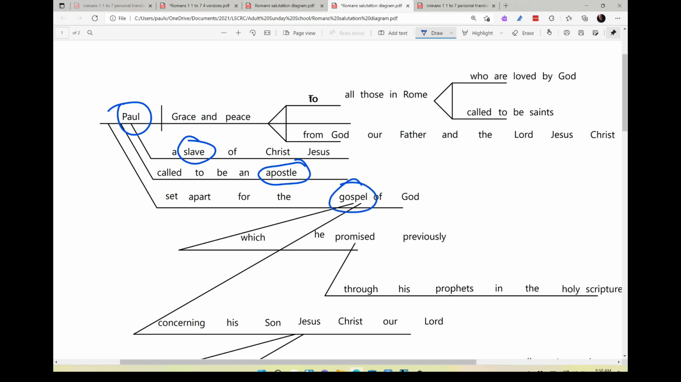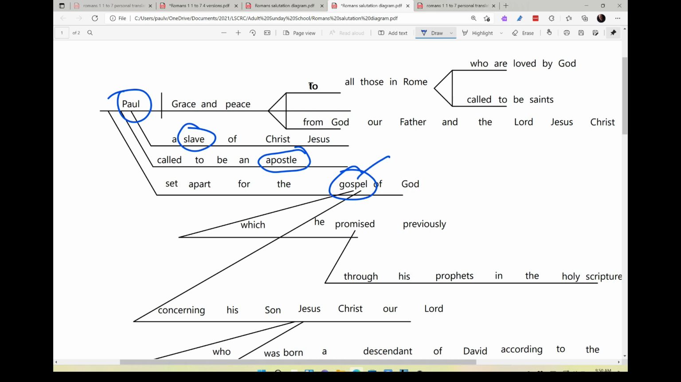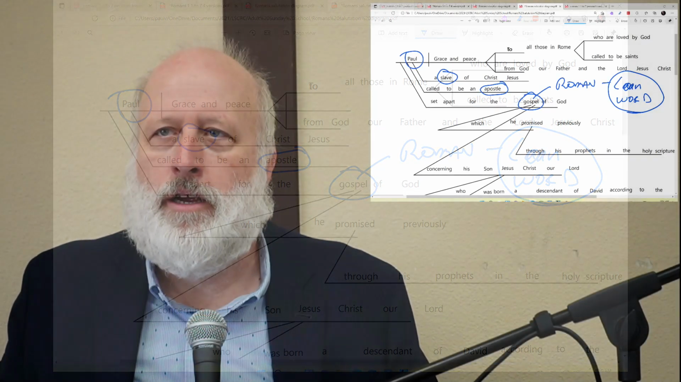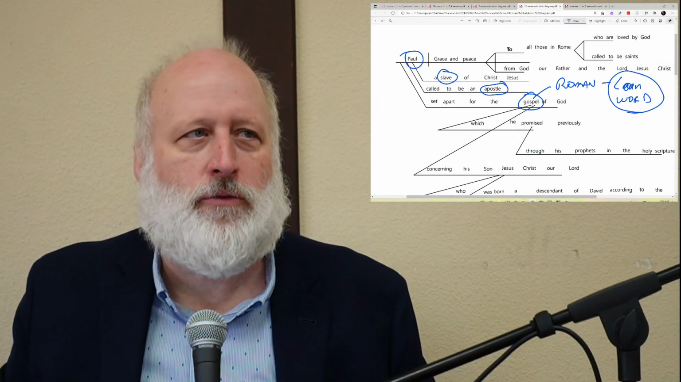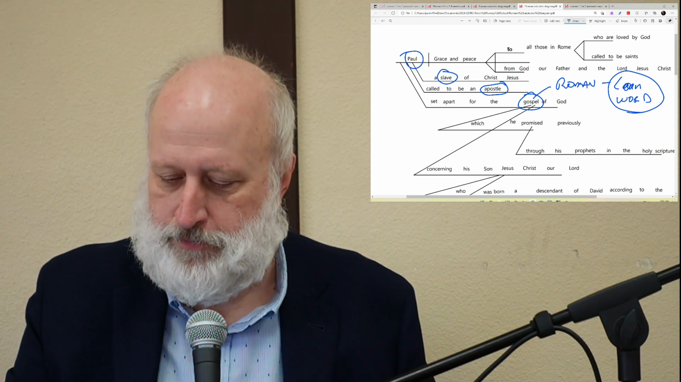Now, the gospel word is what's going to get a lot of attention here because we're going to talk about that more. And in the previous lessons, we talked about that with respect to the Roman Empire, right? This is what we called a loan word. What do you remember was a loan word? I mentioned a bunch of loan words in English that we use.